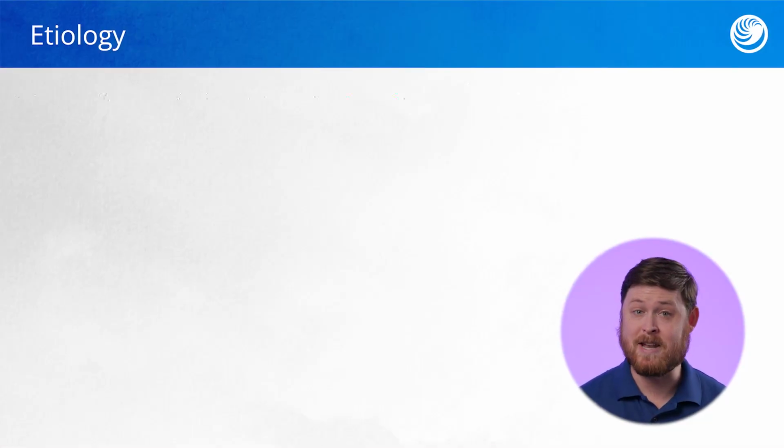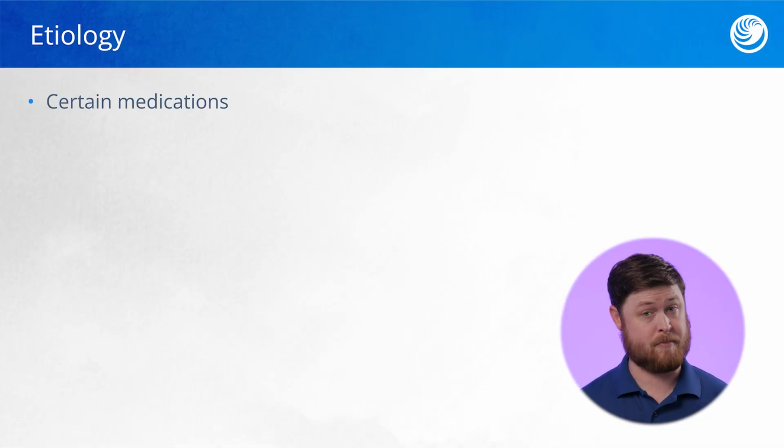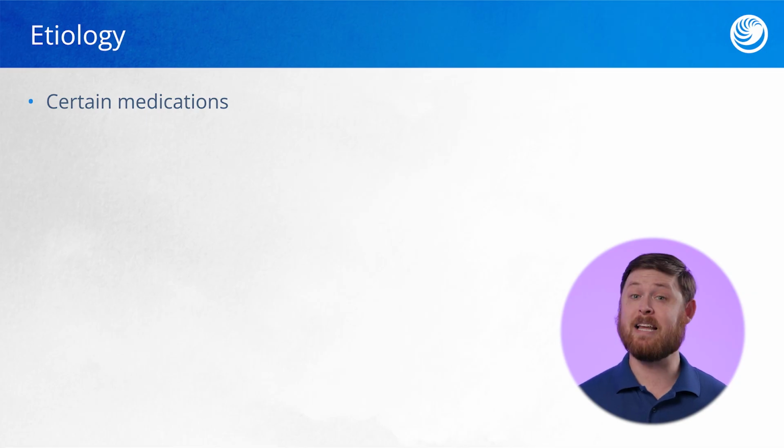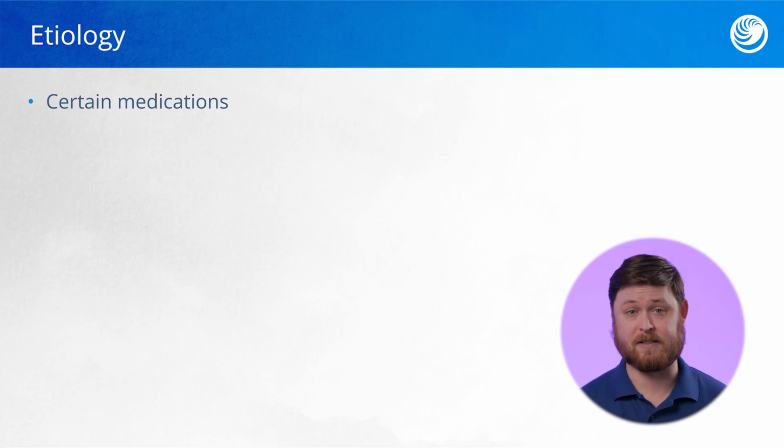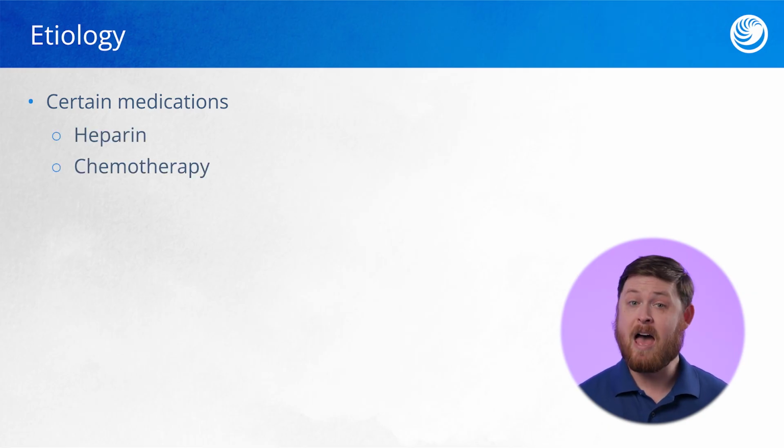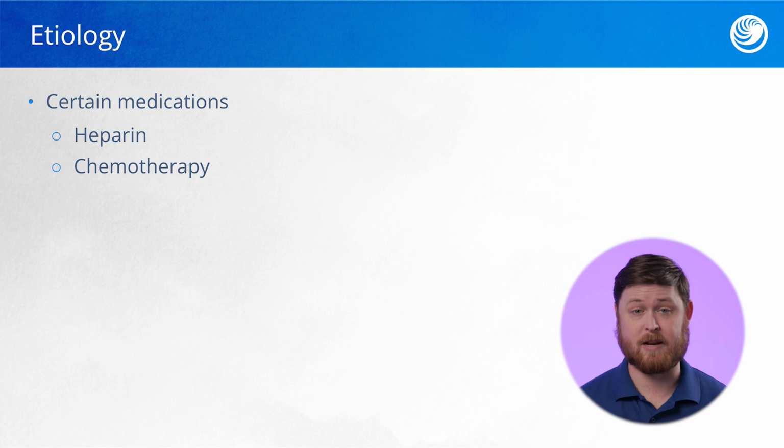Thrombocytopenia can develop from a number of different sources, including certain medications, infections, malignancies, and disease processes. Two examples of medications that can cause thrombocytopenia include heparin and chemotherapy. Heparin can lead to heparin-induced thrombocytopenia, which we will talk about on the next slide. Chemotherapy inhibits production of many different types of blood cells and components within the bone marrow. This can lead to anemia and neutropenia, as well as thrombocytopenia due to decreased platelet production.